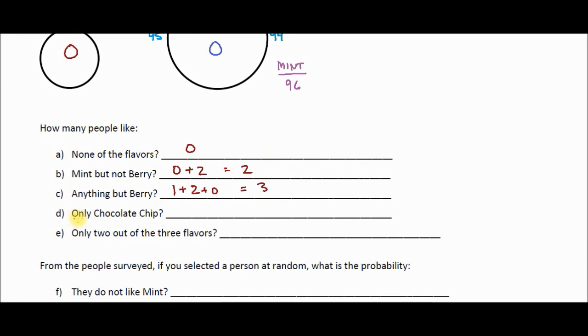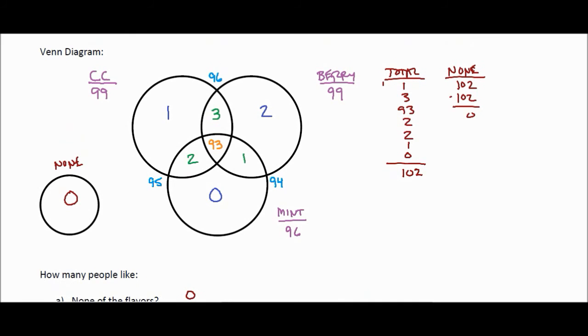How many people only like chocolate chip? Only like chocolate chip. Well, our Venn diagram makes that easy. Look, this is the only people. Only one person likes chocolate chip only.